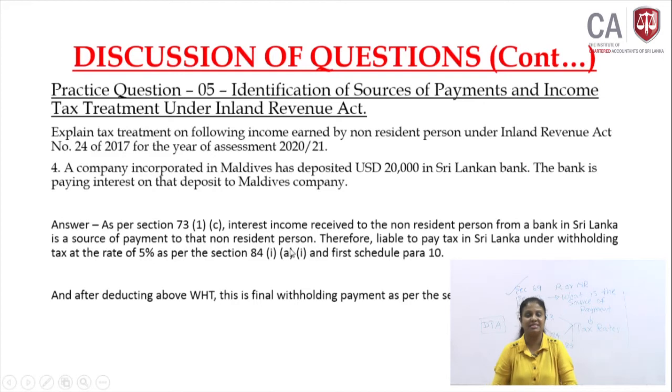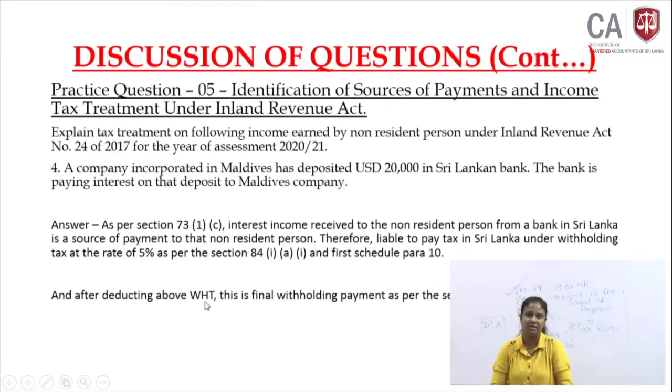Why? It has arisen in or derived in Sri Lanka. That is the meaning behind the source of payment, because it has arisen or derived from Sri Lanka. Therefore, liable to pay tax in Sri Lanka under withholding tax at the rate of 5% as per section 84 subsection 1 subparagraph A Roman 1 and the first schedule paragraph 10, which we have discussed.